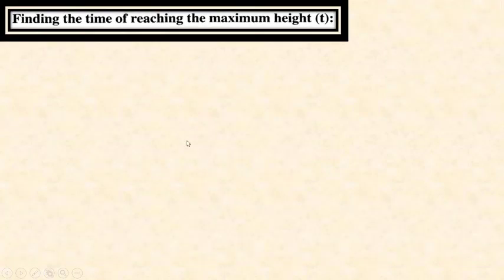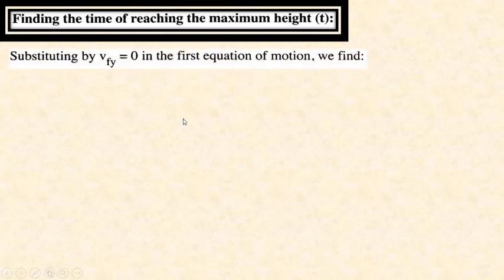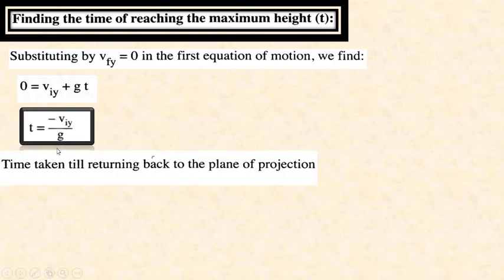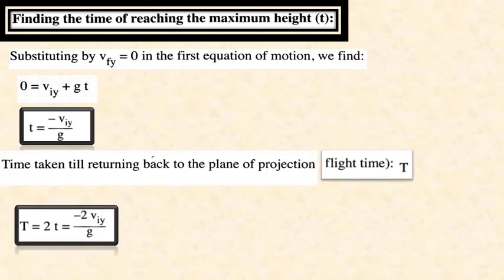Now I have to get the time of reaching maximum height by using the equation of motion, but you have to know that at maximum height the final velocity is 0. So 0 equals viy plus gt, then time equals negative viy over g. Now I have to get the time taken while returning back to the plane of projection, which is known as flight time. Flight time is double the time of reaching maximum height, so it will be negative 2 viy over g.